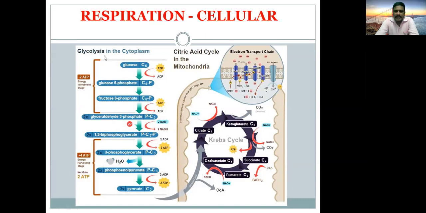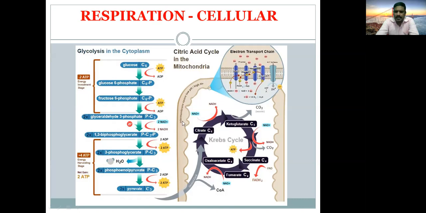Glycolysis occurs inside the cytoplasm. Okay. So you just imagine that this diagram is a cell. The total diagram is a cell. This whole thing is the cytoplasm. And this dark colored box-like structure, this is a mitochondria.